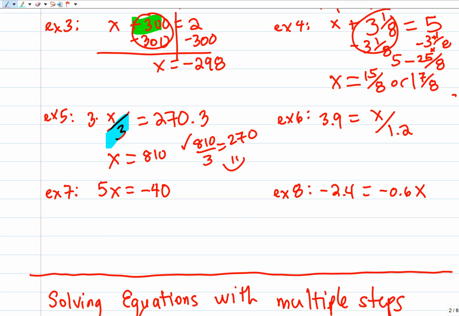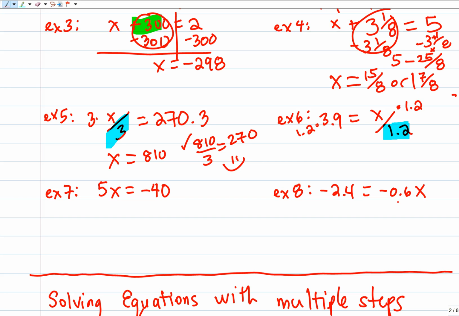How would you solve example 6? Right? Which of those two numbers is happening to the x? So to undo the dividing, we multiply by. So the process doesn't change just because the numbers get more complicated.